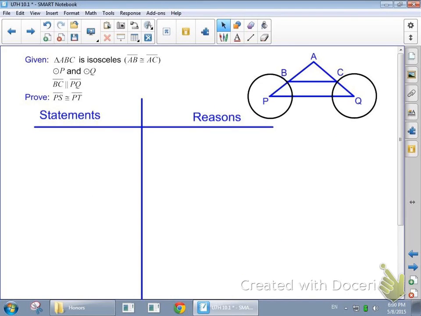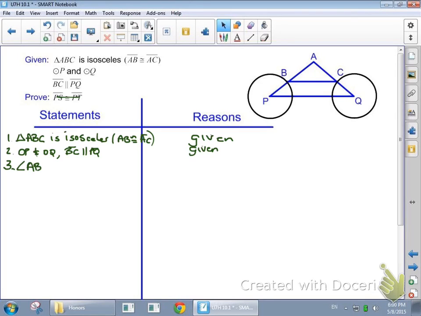Okay, so our second proof. Here I actually had a mistake. We're trying to prove that circle P is congruent to circle Q. So let's go ahead and start this. We're going to start with the givens. I'm given that triangle ABC is isosceles. Therefore, AB is congruent to AC. And I'm given circle P and circle Q. So I know P and Q are the centers of those circles, and that BC is parallel to PQ.